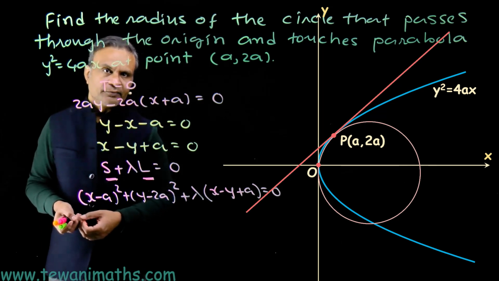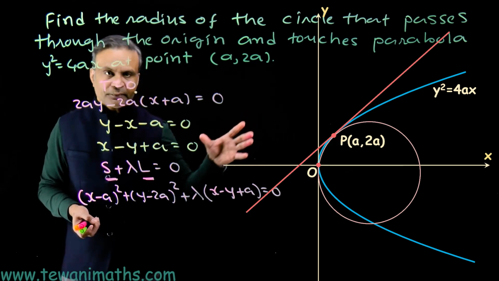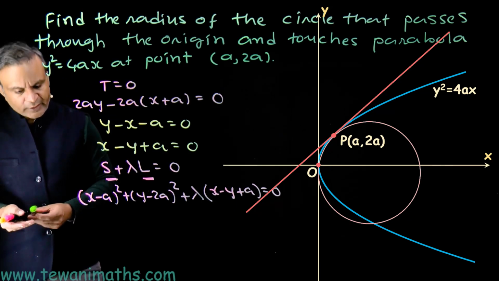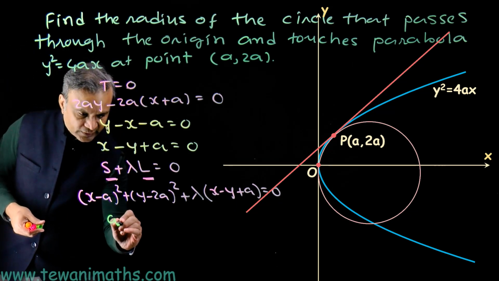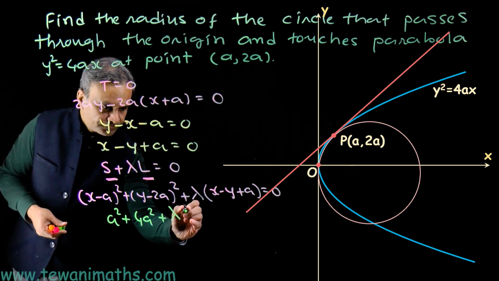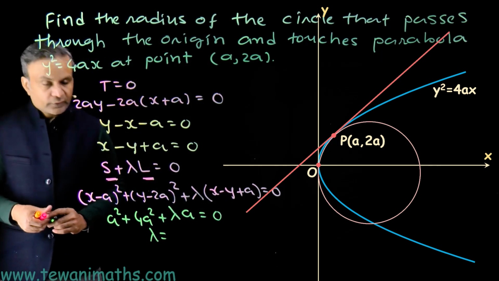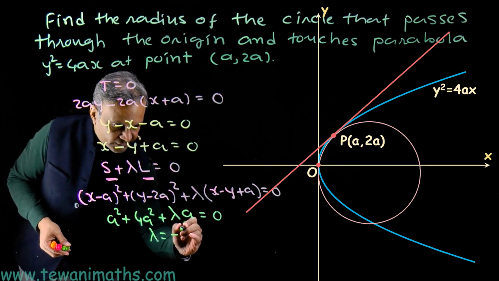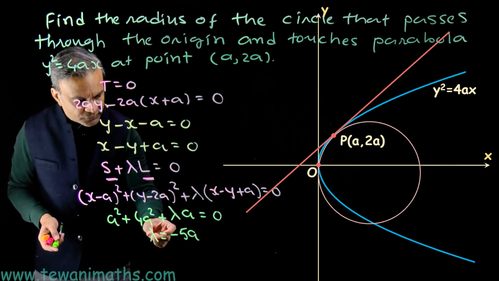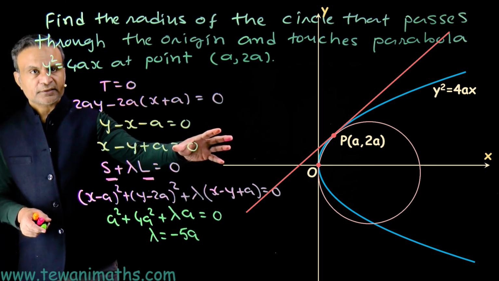To get that value of lambda, in this equation we put x is equal to y is equal to 0. We get a square plus 4a square plus lambda into a is equal to 0. From this we get value of lambda as minus 5a. Now we put this value of lambda in this equation. We get equation of this circle, this member of the family.